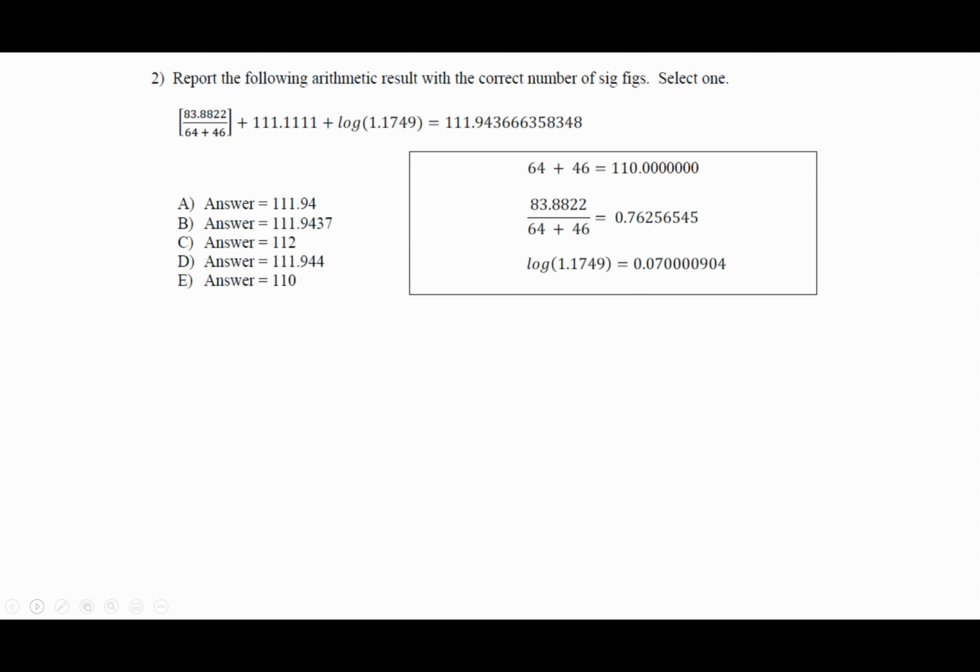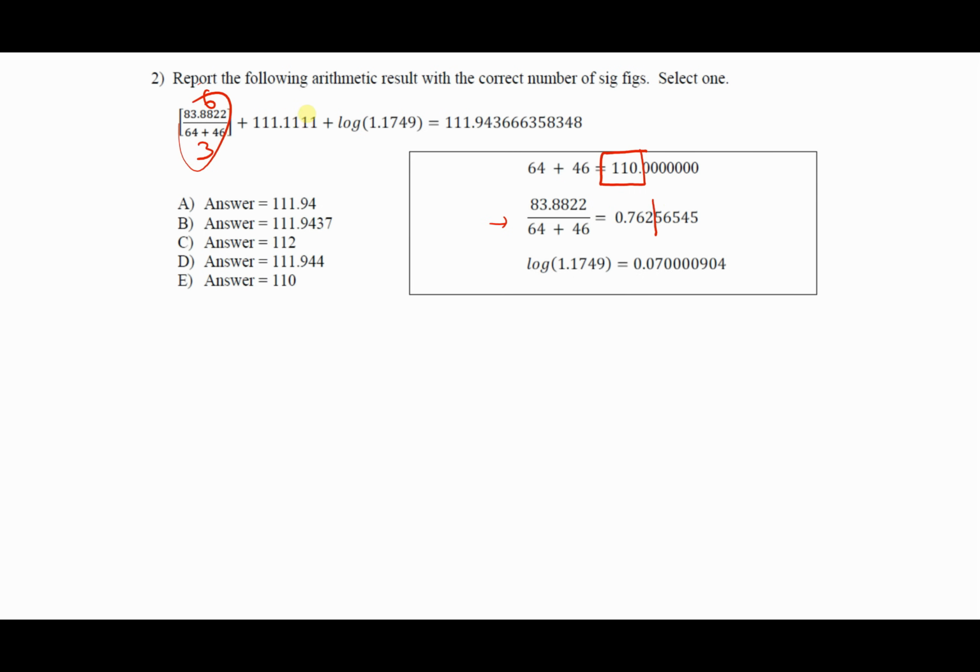Report the following arithmetic result for the correct number of sig figs. So here, up top, I have 1, 2, 3, 4, 5, 6 sig figs. And down the bottom, it looks like I have 2, but when I add them together, you really have 3 sig figs. So when we do this math here, all together, we can keep 3 sig figs, so to the third decimal place.